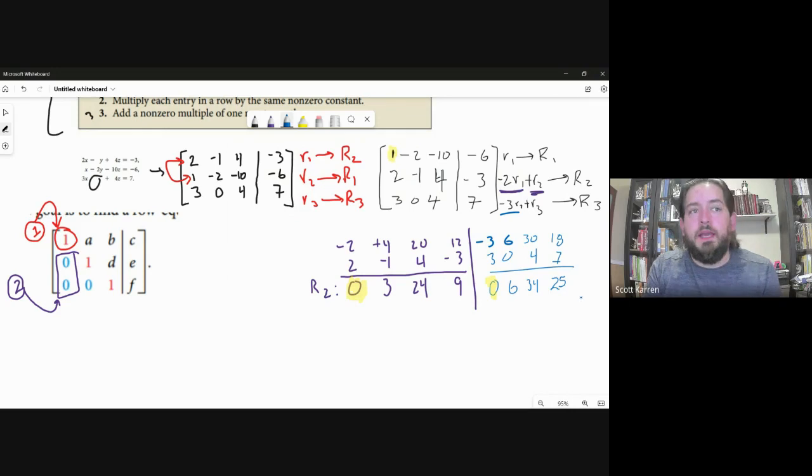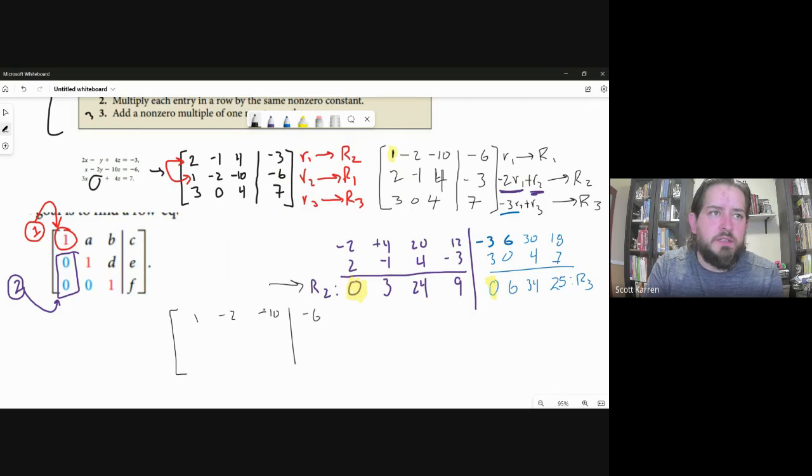Okay, and that's my new row 3. So my whole system now is this, and it's an equivalent system. It's all the same planes out there in space. We're just manipulating the equations with each other. So row 1 didn't change. That's 1, -2, -10, and -6.